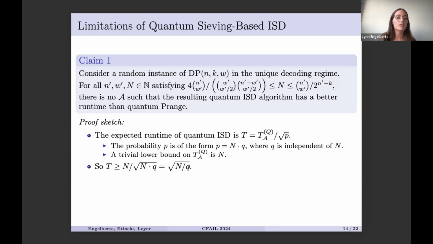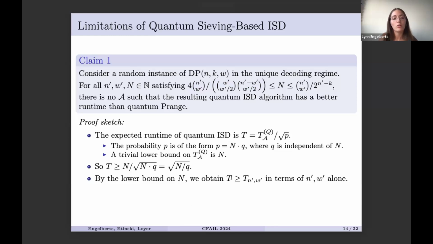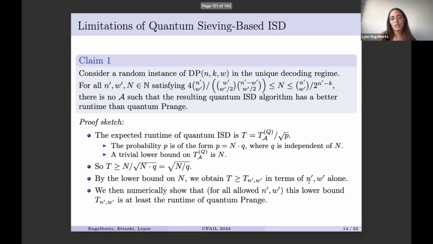Now, Q only depends on these parameters N prime and W prime. And capital N has this lower bound, which is also in terms of N prime and W prime. So using this lower bound on capital N, we obtain a lower bound on capital T, which is in terms of N prime and W prime alone, and also on the fixed parameters N, K, and W that are defined by the problem. We then numerically show that for any allowed N prime and W prime, this lower bound is always no better than the runtime of quantum Branch.